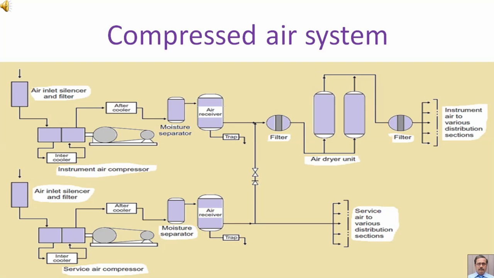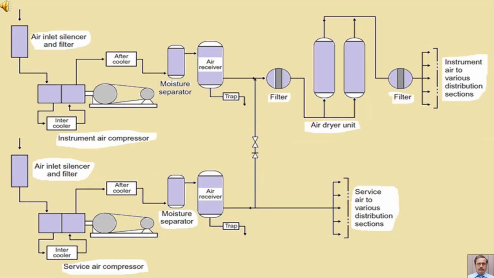This diagram shows the compressed air system for a steam power plant. Same diagram but a little bit bigger in size. One can see that the compressed air system comprises two parts. First part, instrument air system. Second part, service air system.